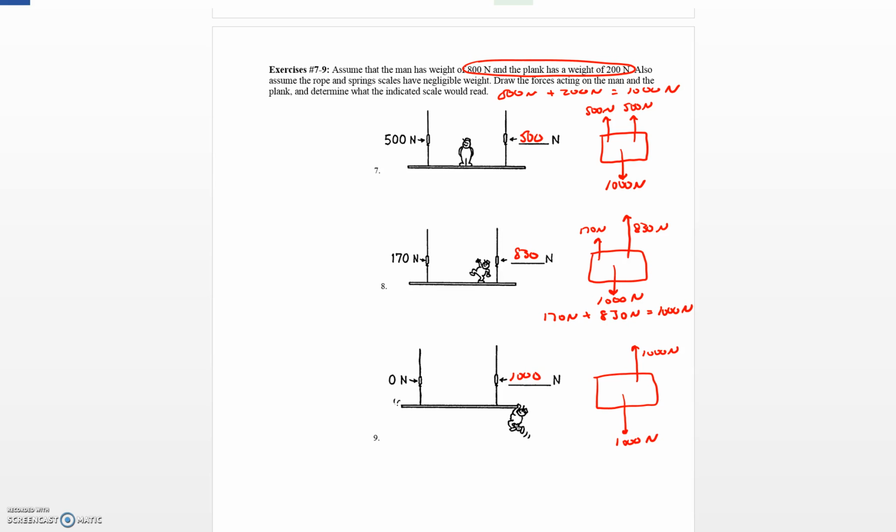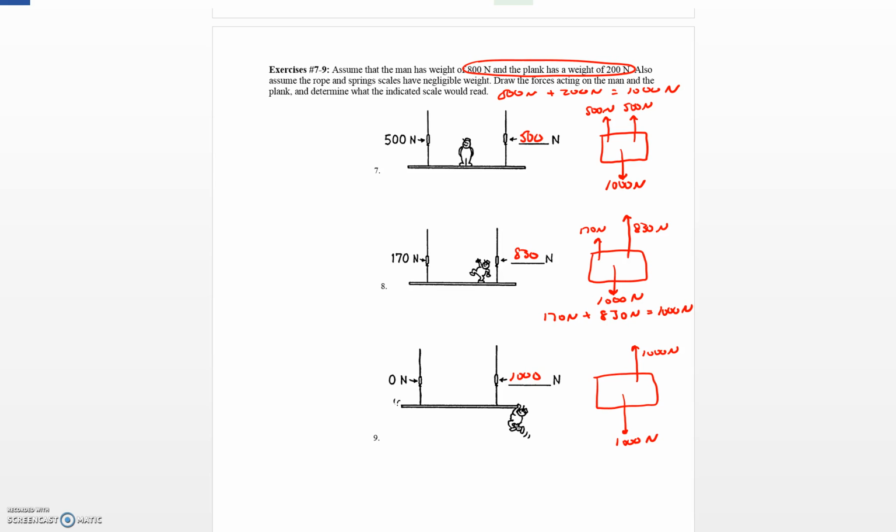The last set of free body diagrams we have has a man with a weight of 800 Newtons, and it also says this time that the plank has a measurable weight of 200 Newtons. That means together, the force due to gravity is 1,000 Newtons in the downward direction. So if it's not moving, the force in the upward direction also has to equal 1,000 Newtons. So if he's standing right in the middle of that plank and there's 500 Newtons on the first scale, there must be 500 Newtons on the second scale, since 500 plus 500 equals 1,000 going up, which would cancel out the 1,000 going down.